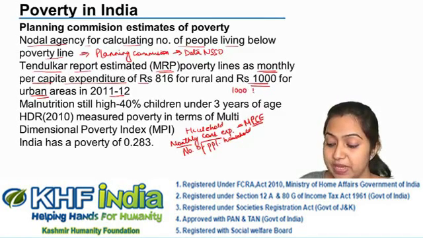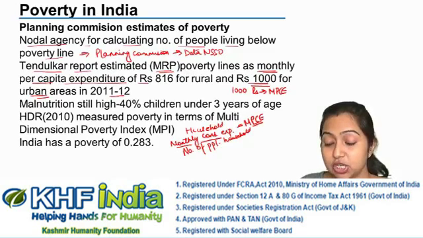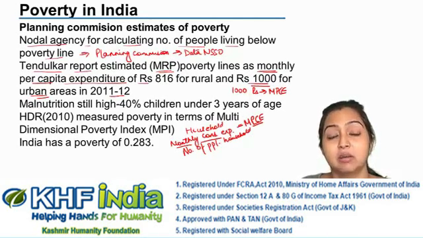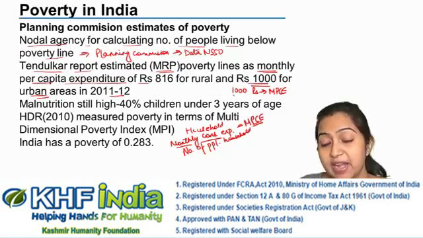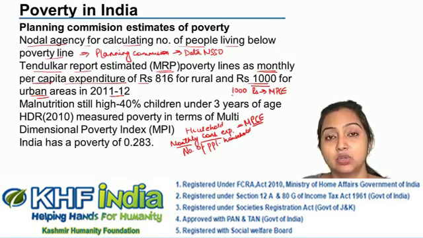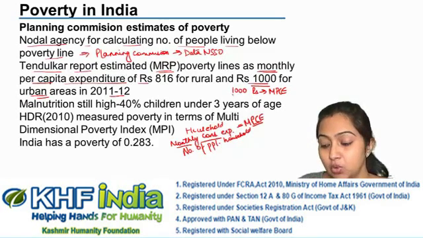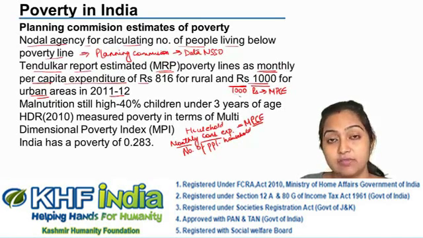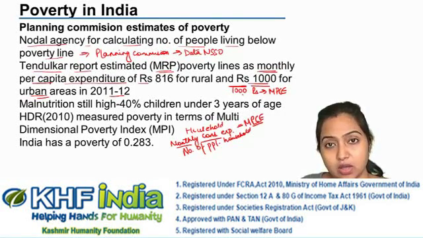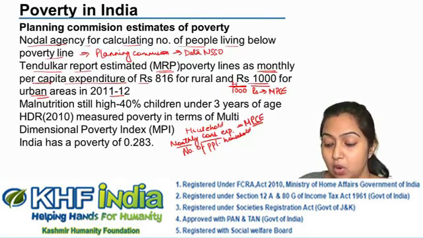So, ₹1,000 monthly per capita expenditure, that is per person monthly. If you are spending ₹1,000, if as a person you are spending ₹1,000 on yourself per month, you are above poverty line. But if you are not consuming, if your consumption expenditure is not 1,000, then you are below poverty line. This I am talking about urban areas.